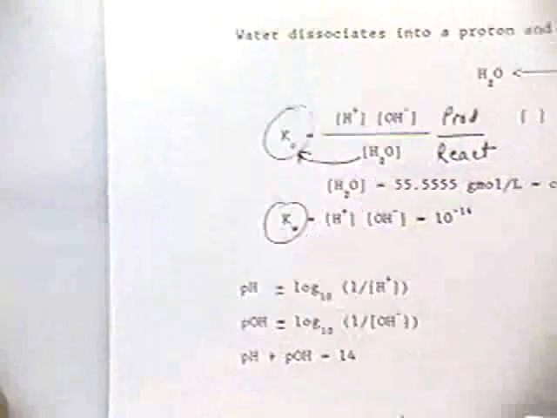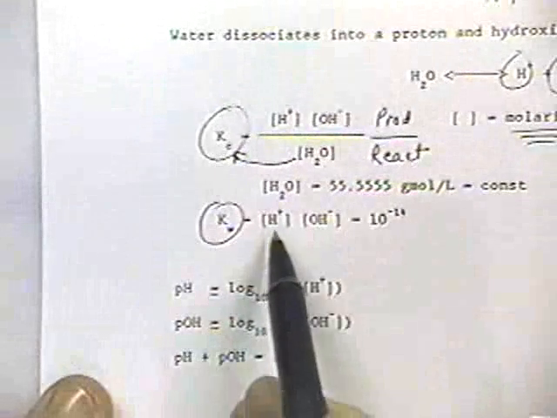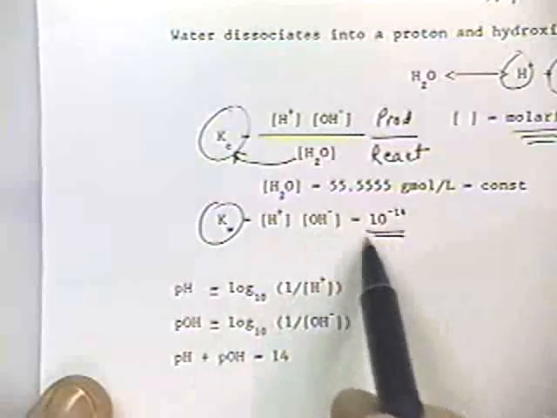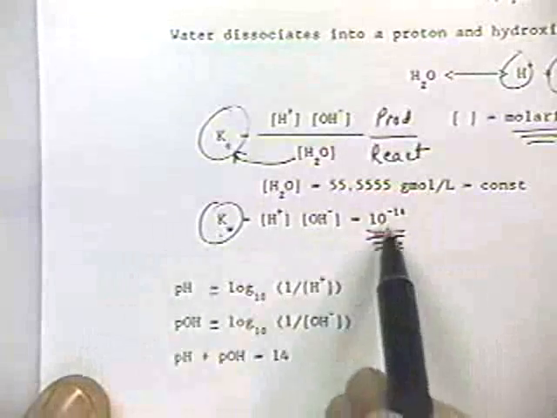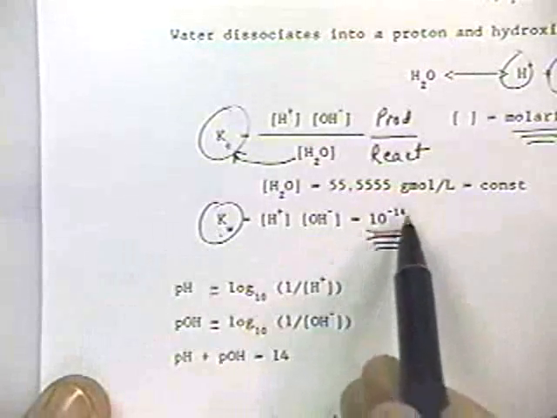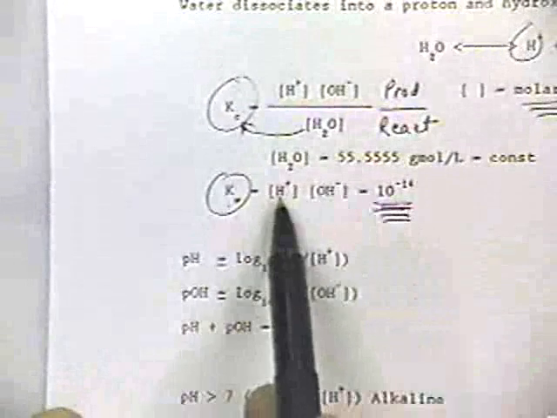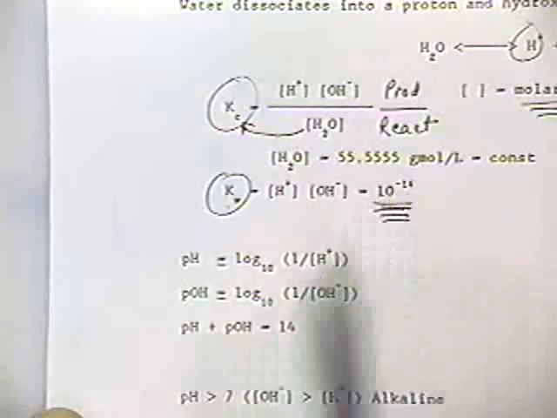And just by an accident of nature, which is really quite wonderful, if you multiply the proton concentration times the hydroxide concentration, you always get this constant 10 to the minus 14. That is, K sub W has the numerical value of 10 to the minus 14. So no matter what you do, always the product of the proton concentration times the hydroxide concentration equals 10 to the minus 14.